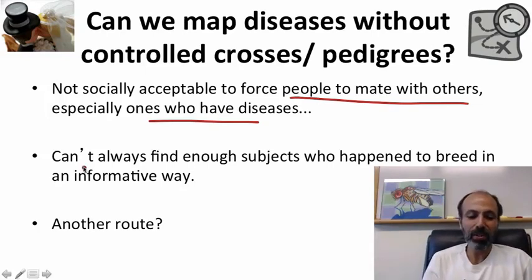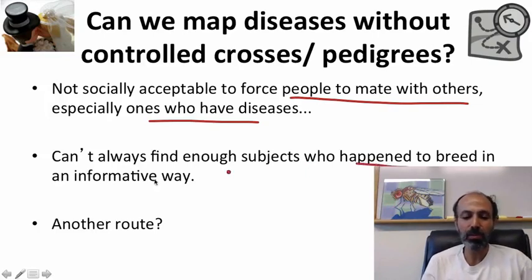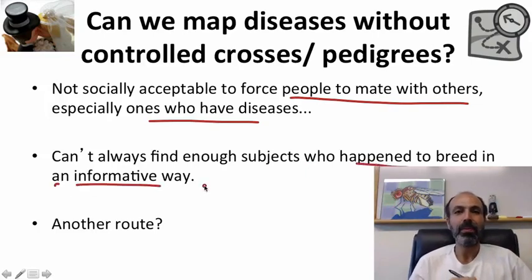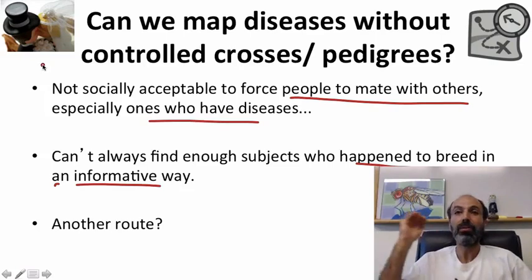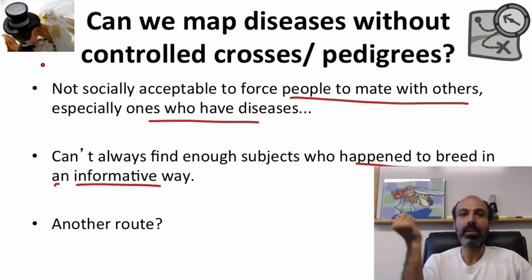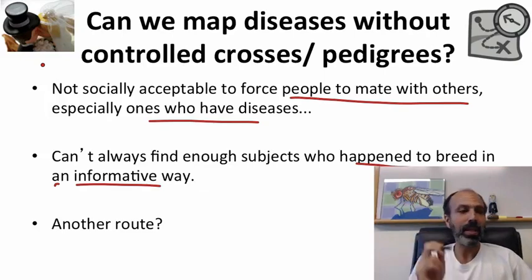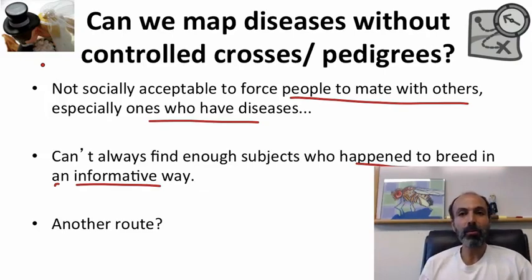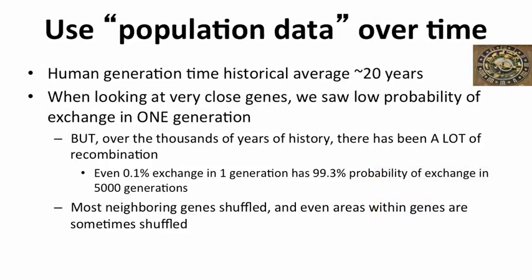And you also can't always find enough subjects who happen to have bred in an informative way. You can't find tons of people who have a particular kind of cancer and happen to have kids with somebody who was a carrier for the same sort of thing. So is there another route? The answer is yes. What we can do is leverage population data over time. On average, the human generation time historical average is on the order of about 20 years.